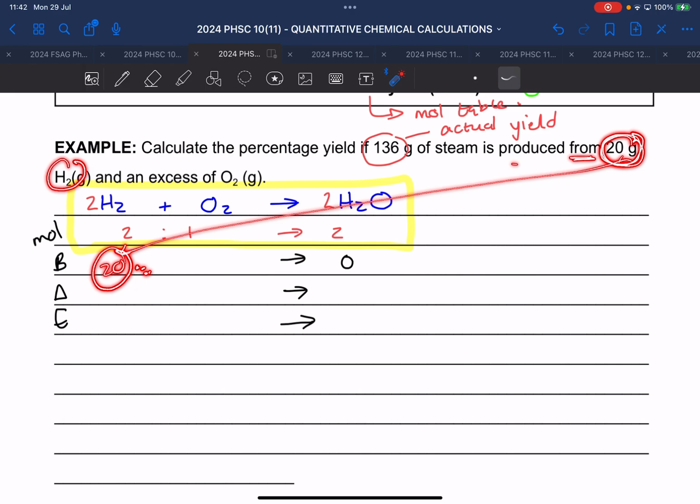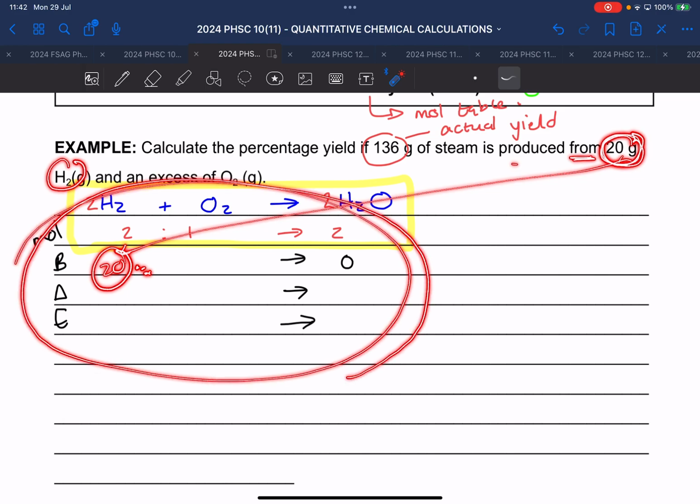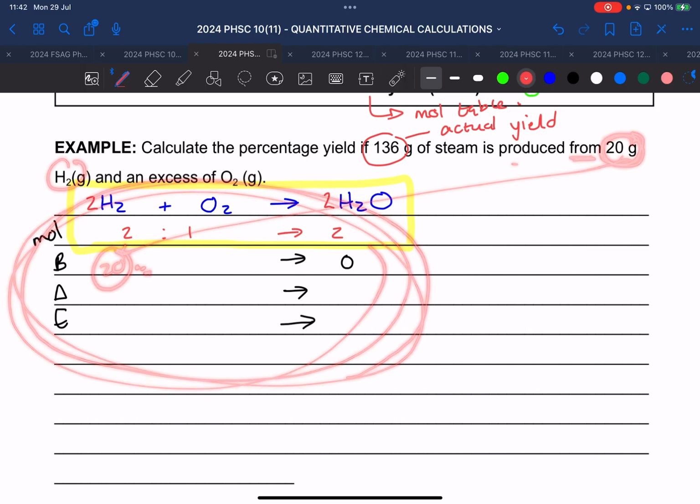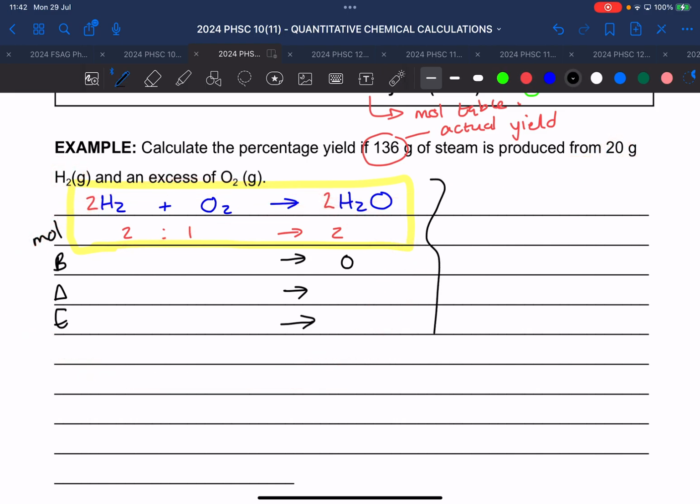Audience? Yes, let's say. It's not a mole. This is called a mole table. You have to convert it to mole first. So we're going to do that. So I'm going to look at hydrogen now. I want to calculate the mole. The mass is 20. The molar mass for hydrogen is what, Amara?